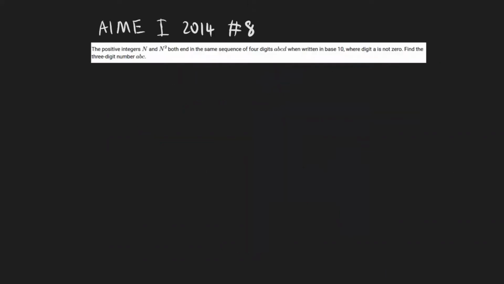I hope I haven't bored you with theorems, so let's actually finish off by looking at one problem. This is from the 2014 AIME, number 8. The positive integers n and n squared both end in the same sequence of 4 digits a, b, c, d when written in base 10, where digit a is not 0. Find the 3-digit number abc. So if you want to pause the video and try this out yourself, I encourage you to do so.